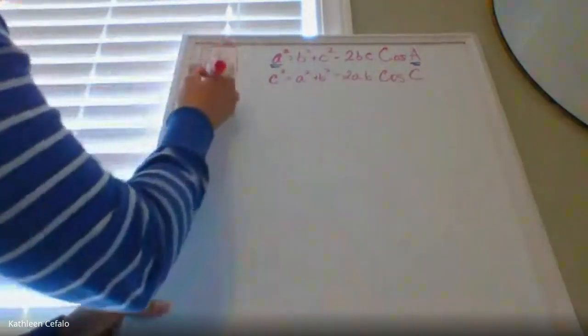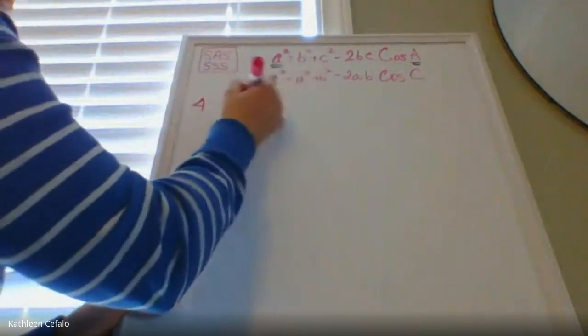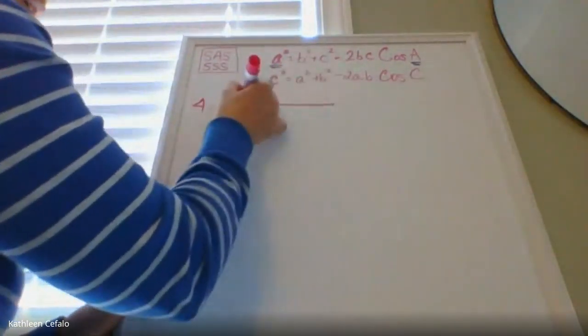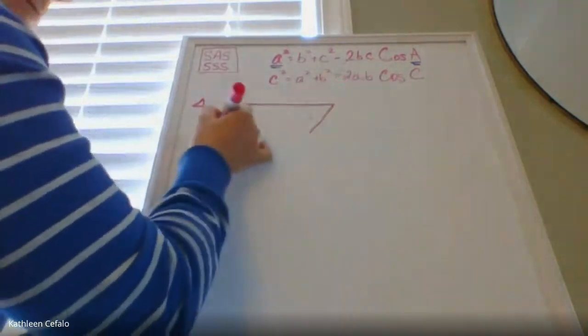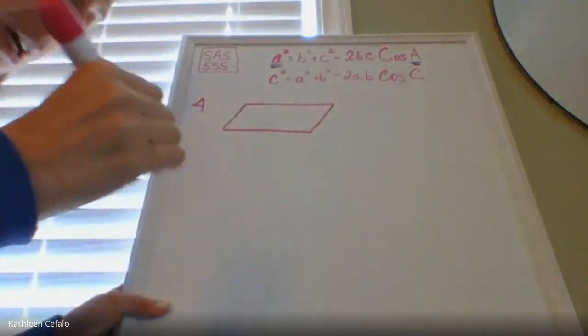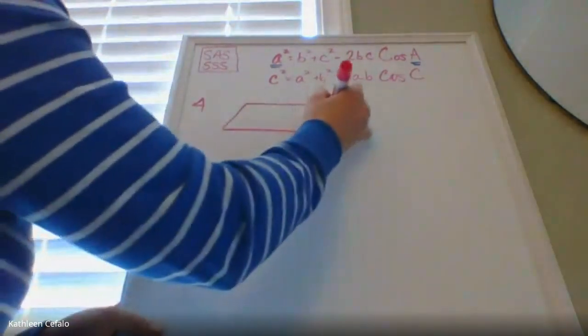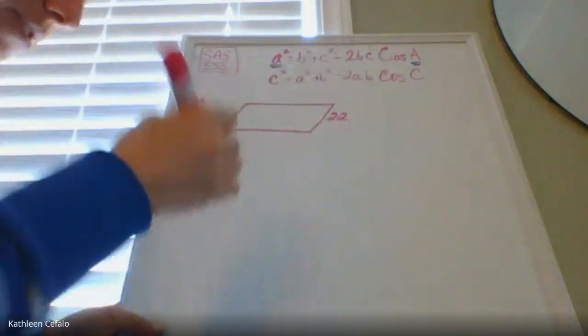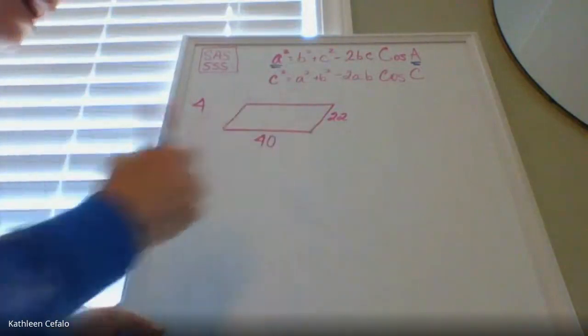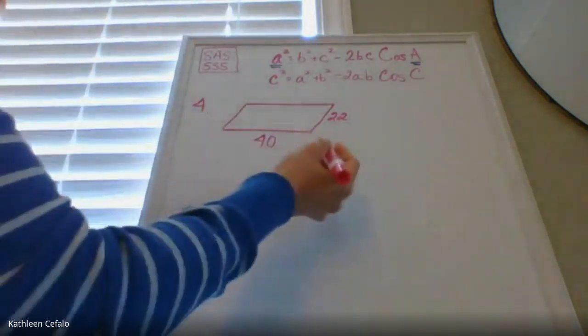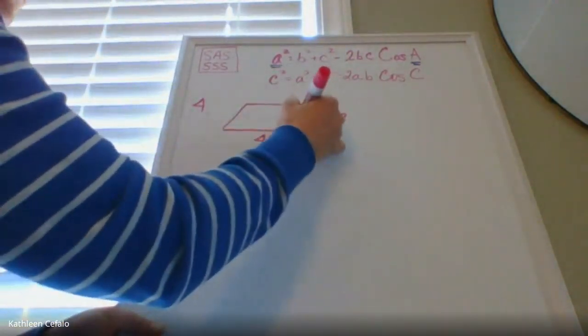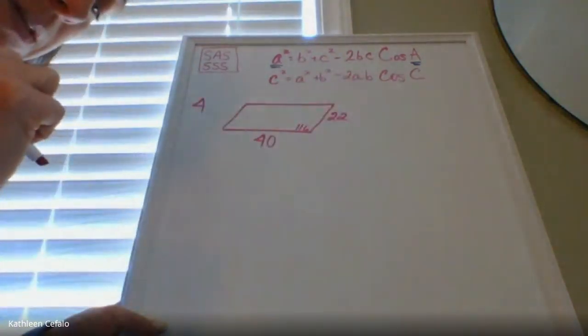And number 4 is going to ask us to remember properties of parallelograms. Okay, so here's our parallelogram. So like a tilted rectangle, right? And we know the shorter side is 22. We know the longer side is 40. And we know the larger angle is 116. So I have an acute angle, an obtuse angle. So that means that angle's got to be 116.